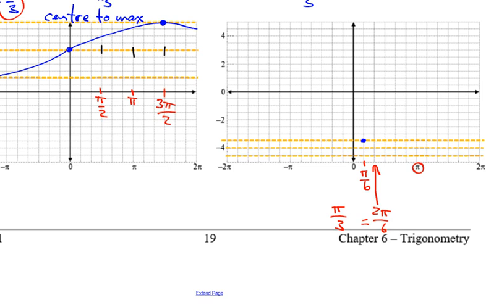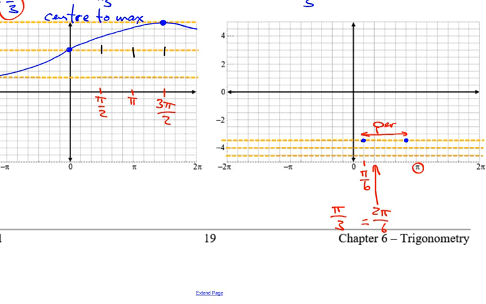So if I want 2 pi by 3, I want twice as many grid lines, so I want 4 grid lines. So I'm going to look 4 grid lines to the right, and that's going to be my period. And since my graph started at a maximum, at the end of the period, it ends at a maximum as well.